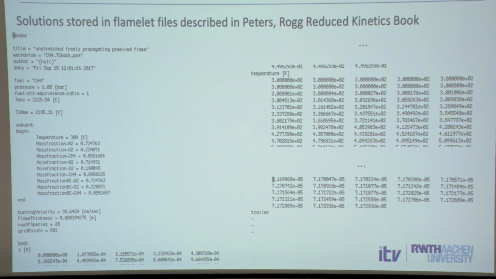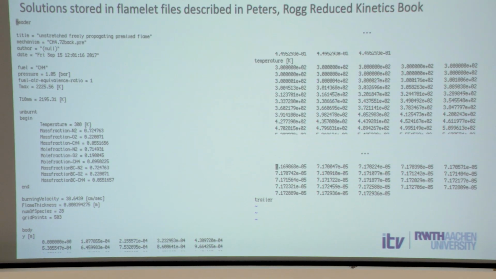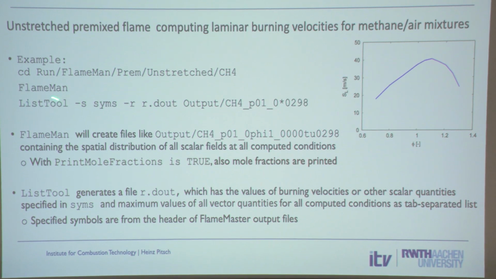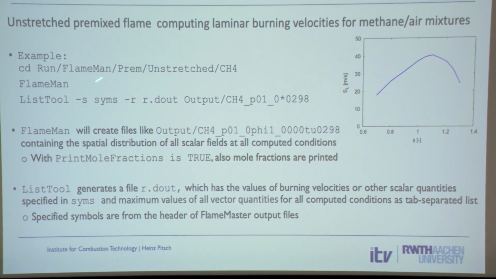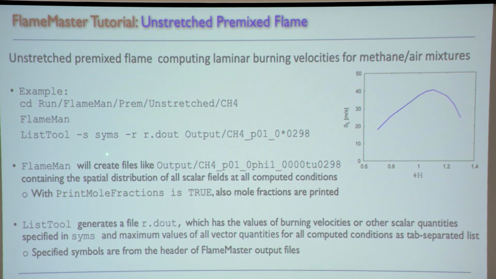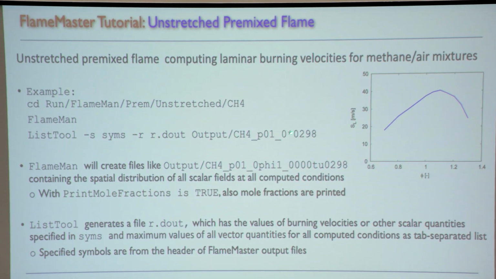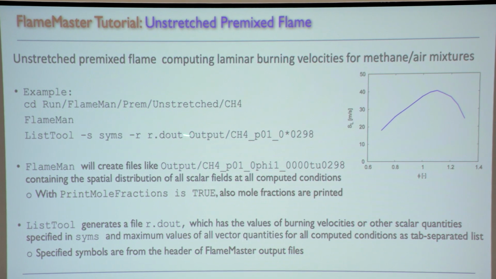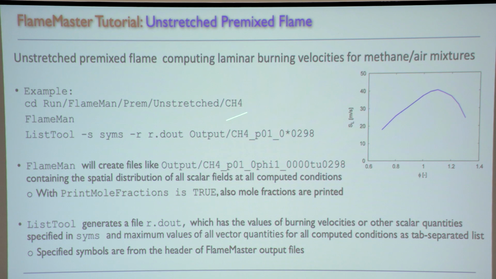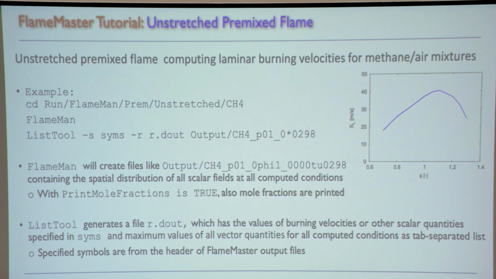You get a file that shows you equivalence ratio and burning velocity, and that allows you then to make a plot like this. So this is this list tool. There's an example here. It shows the symbols you want to extract on this symbol file. This is the output file, and then you see this has the star here. These are all flamelet files in this directory.